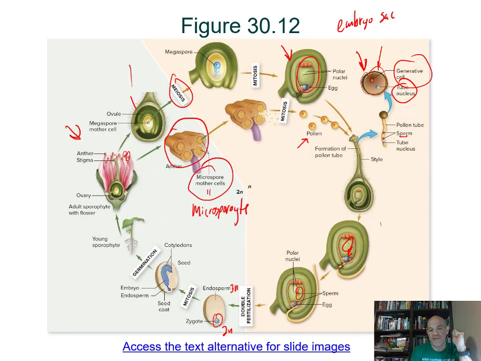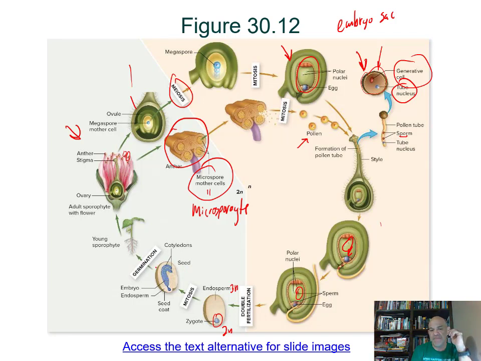Now what happens with the zygote, it divides by mitosis, and while this is occurring here, the seed is developing further, and the walls of the ovary themselves are changing to form the fruit around the seed, okay? You have different fruit types, but that's the basic idea there.